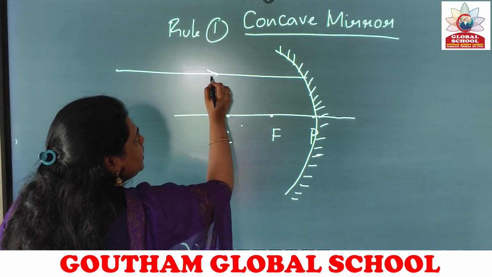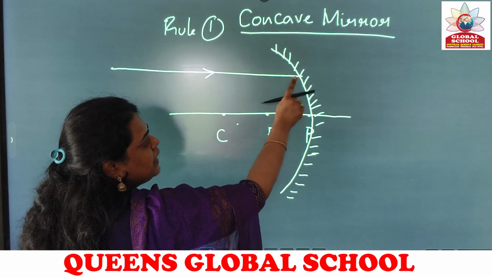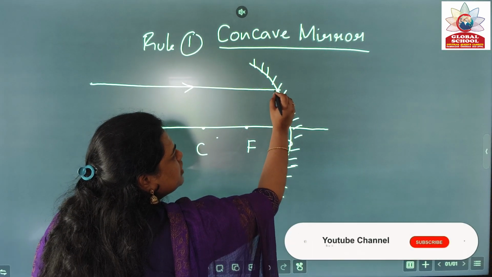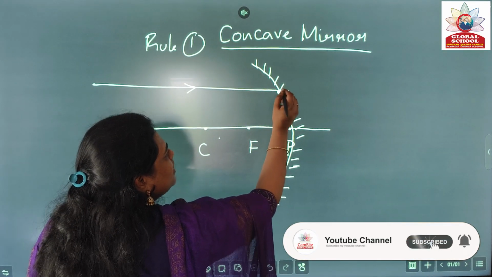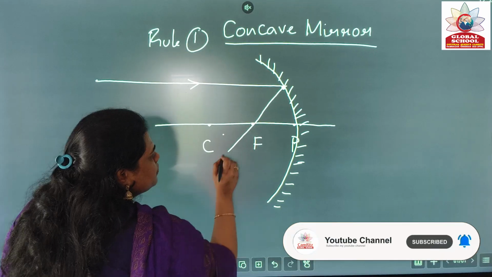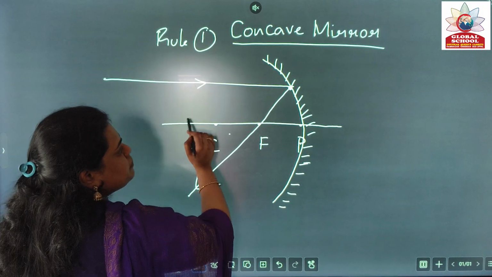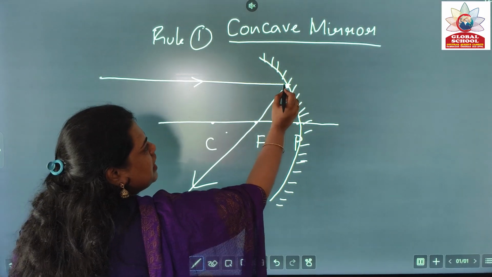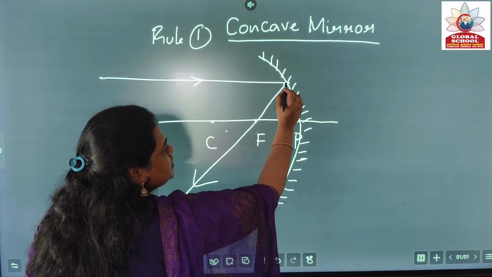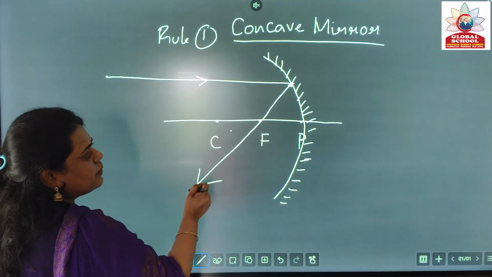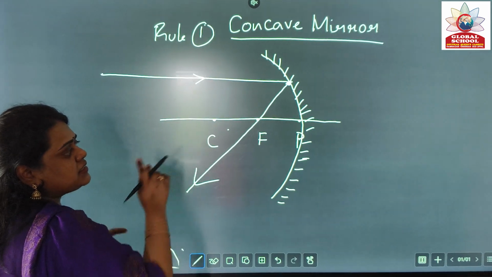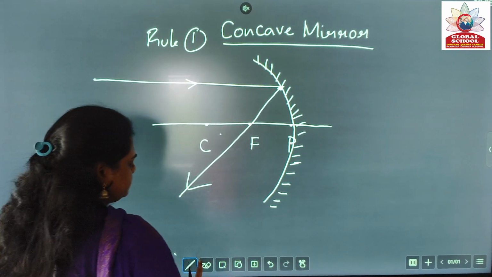When the light ray is parallel to the principal axis, after touching the reflecting surface, it will pass through the focus. The first rule is: when the ray is parallel to the principal axis, after touching the reflecting surface, it passes out through the focus. This is the first rule.